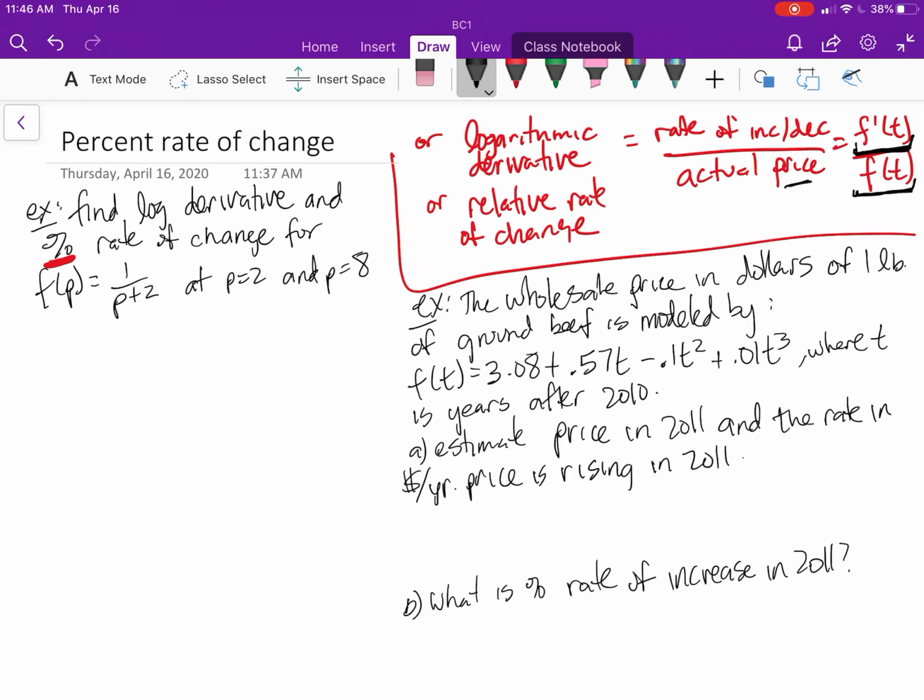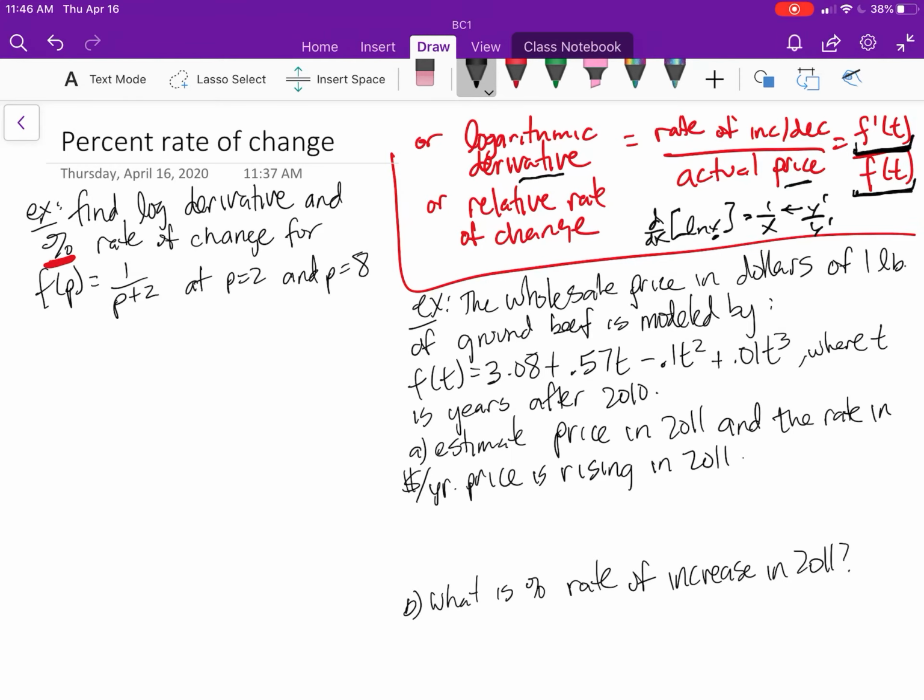Okay. Now, why is it called a logarithmic derivative? It's because if you remember the derivative of a log, d over dx of ln x is the derivative of x, which, for x, we just get 1 over x, right? But it's derivative y prime over itself. And that's exactly what this formula is, the derivative over itself.